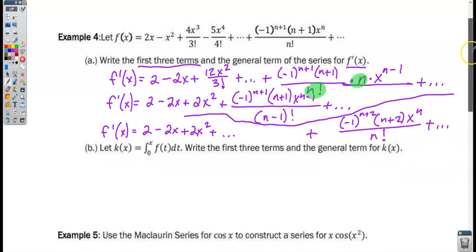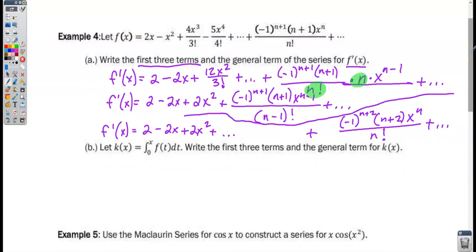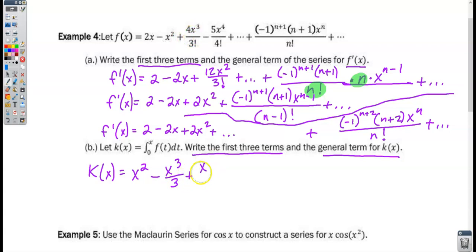Well, I'm already well on the way to being too long-winded here and not getting through all the examples. All right, let k of x be the integral from 0 to x of f of t dt. Again, first 3 terms and the general term. So now we want to integrate. And so k of x is going to be equal to the integral from 0 to x of f of t dt. So we're just going to integrate term by term. The integral of 2x is going to be x squared. The integral of x squared is going to be x cubed over 3. The integral of this one is going to be x to the 4th over 3 factorial.